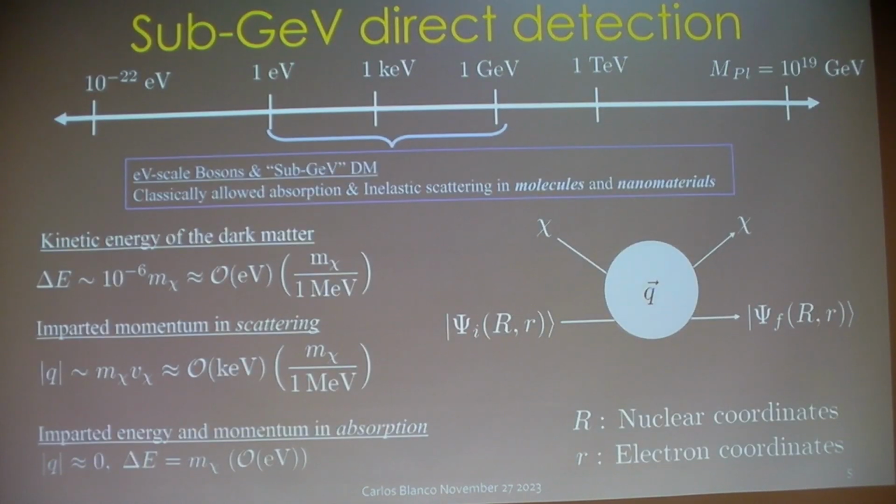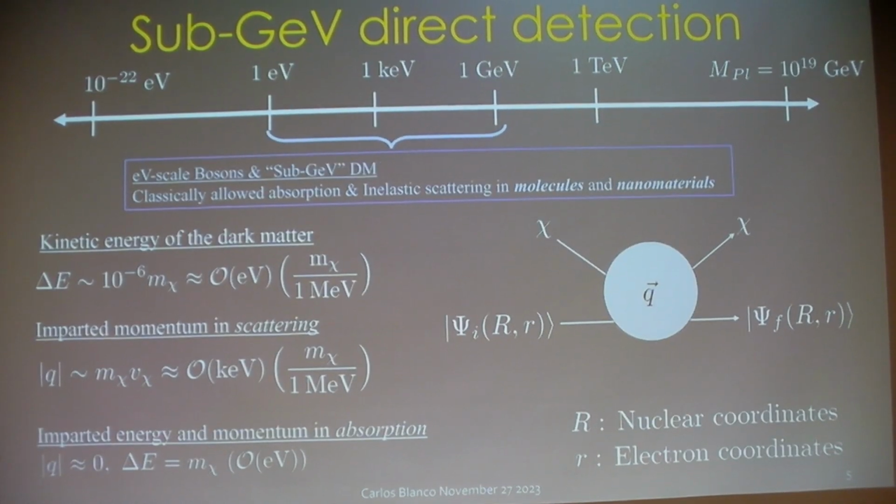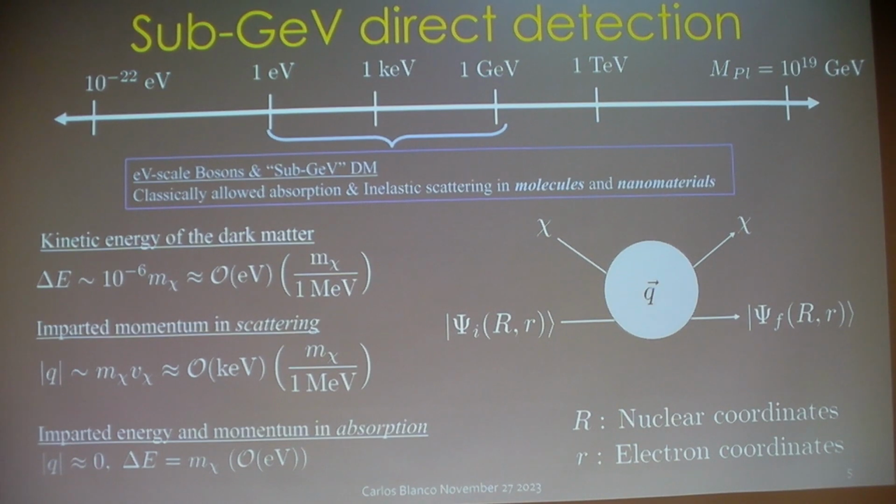Okay, so let me now say that I'm going to really focus on this eV to sub-GeV dark matter parameter space. And here you have classically allowed absorption and inelastic scattering off of molecules and nanomaterials. That's really the topic of the talk.